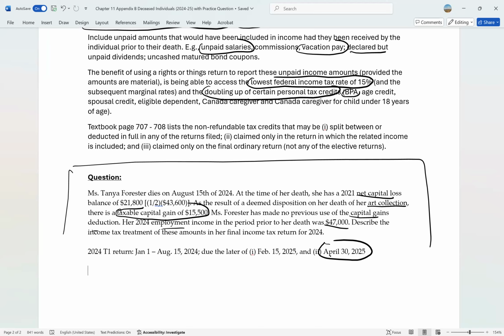So then let's talk about how we can use these net capital losses. The first thing we need to do is figure out what her net income for tax purposes is. So 3A, we have her employment income of 47,000 plus 3B, which is the taxable capital gain of 15,500. And so the net income for tax purposes will be 62,500.